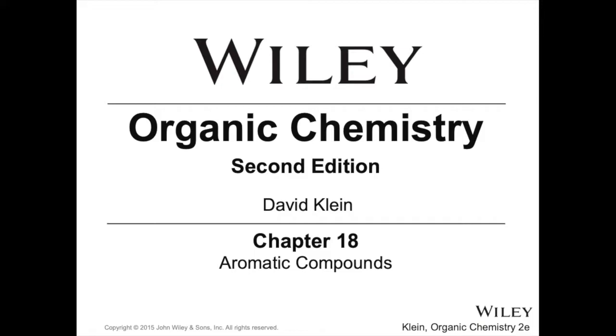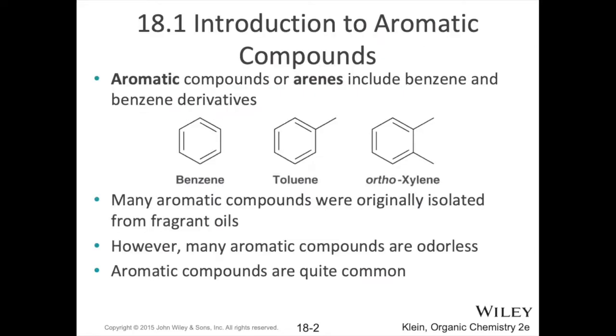In this chapter, we're going to look at aromatic compounds. That is, we're going to take concepts from the last chapter on conjugated pi systems and see what happens when we have a conjugated pi system in a ring. So, aromatic compounds are pretty common.